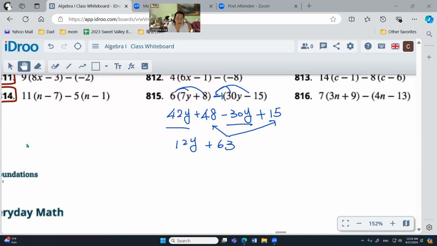Okay. Yeah, just be careful on this one. You need to change the sign. Negative times positive is negative. Negative times negative is positive. Yeah, like that. And then in front, you do 21n plus 6 times 9, 63. 7 times 9. Yeah, like that.